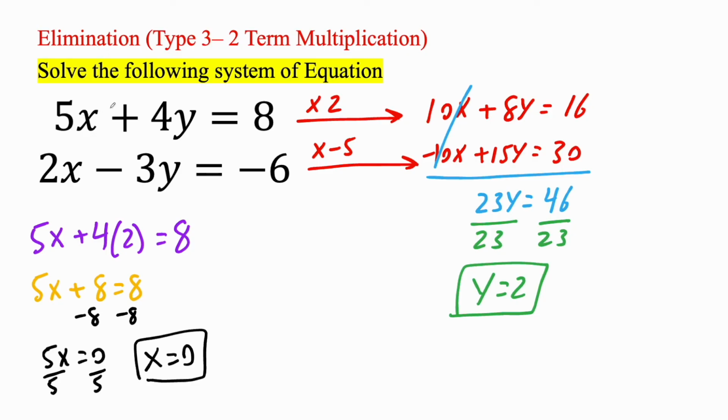5 times 0 is 0. 4 times 2 is 8, so it matches. Likewise, 2 times 0 is 0. Negative 3 times 2 is negative 6, and so it matches.